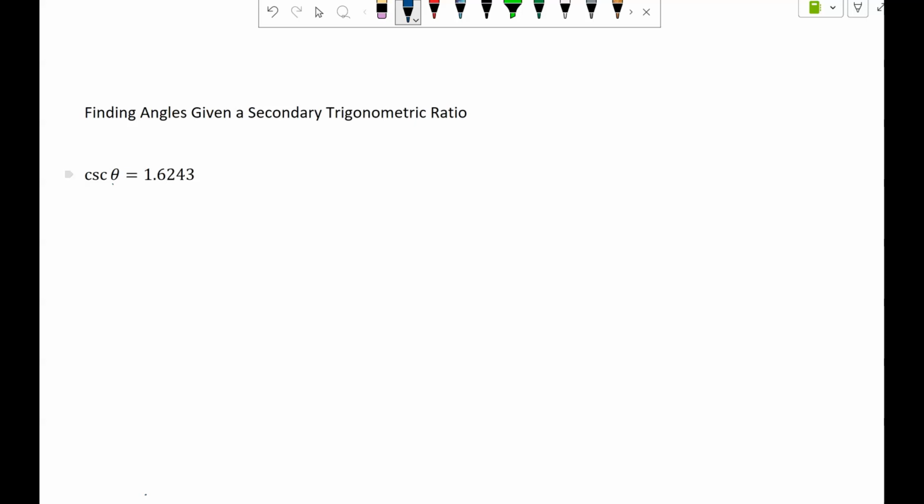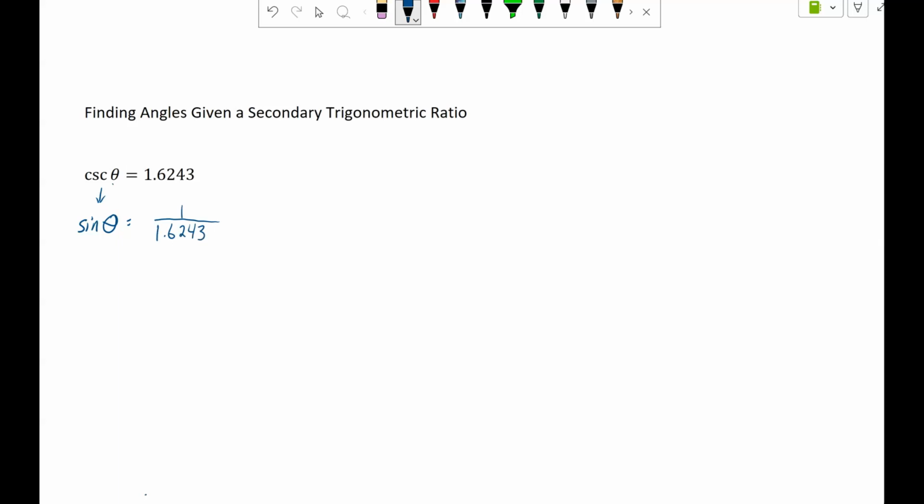This number, 1.6243, is the cosecant of some angle that we are trying to find out. Now, how can we turn that into a sine value? Because cosecant and sine are the reciprocal of each other, we can rewrite the equation into sine theta equals, well, we know that the sine of theta is the reciprocal of this number, so it's 1 over 1.6243.